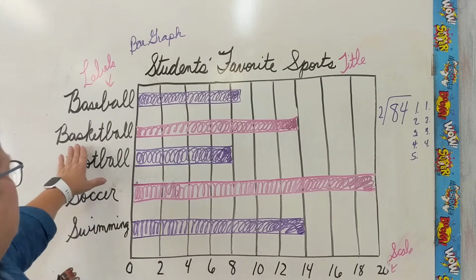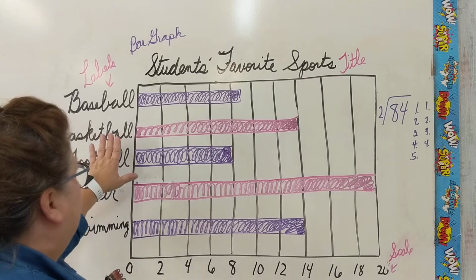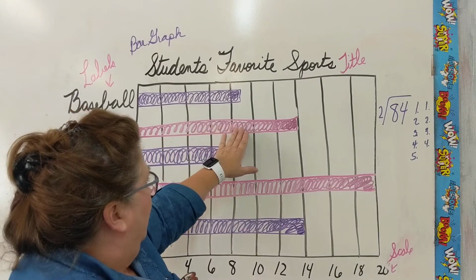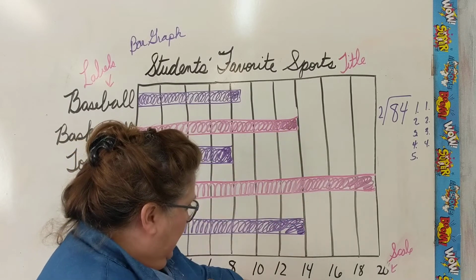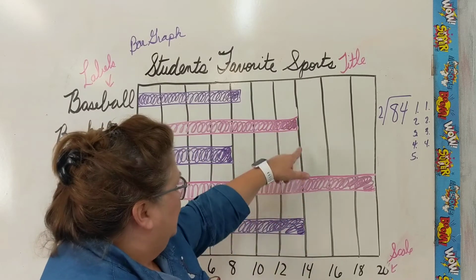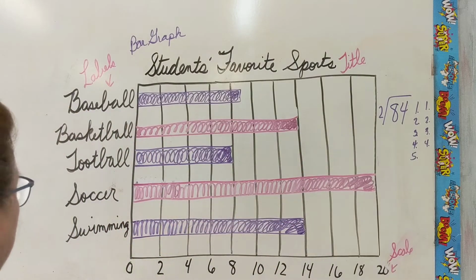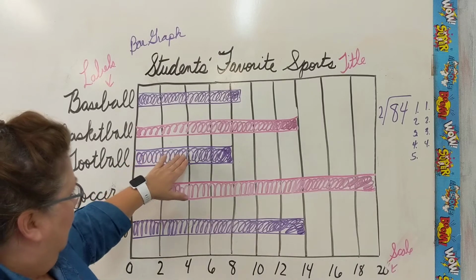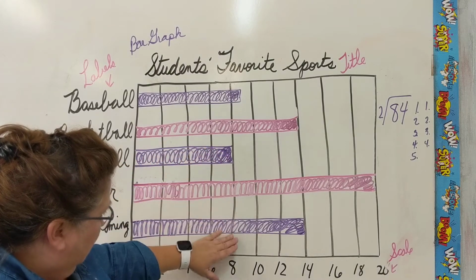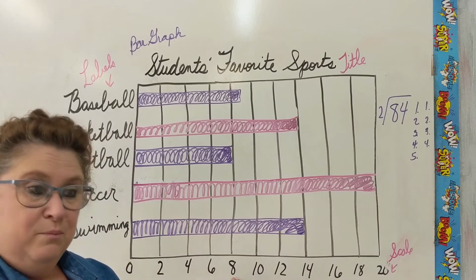Our next label is basketball. So how many students' favorite sport was basketball? If we follow it out all the way, follow the bar all the way to the line, follow the line down, it tells us on our scale that 14 students' favorite sport was baseball. So looking at football, on our label we have football. If we follow our bar out to the line, follow that bar down, on the scale it tells us that 8 students' favorite sport was football.